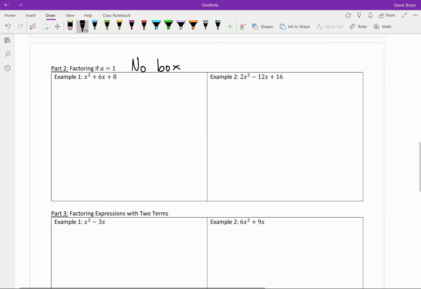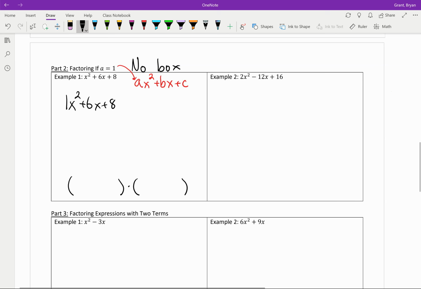What we're going to do instead is, well, I guess we should talk about what it means for a to equal 1. Remember we said at the very beginning we're trying to factor these ax squared plus bx plus c quadratics. When a is 1, that means the number in front of x squared is 1. And you'll notice in this equation over here, x squared plus 6x plus 8, the number in front of x is an invisible 1, which means we can use this nice little shortcut. Our shortcut is we're going to skip right to our answer without having to use the box.